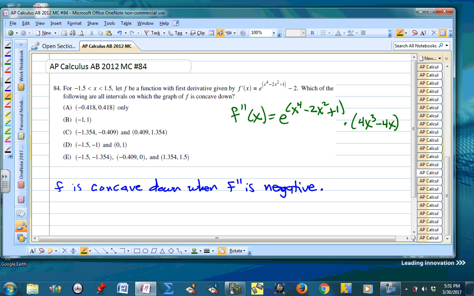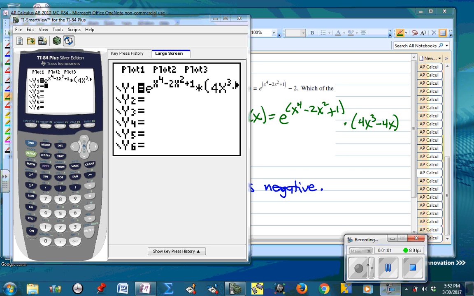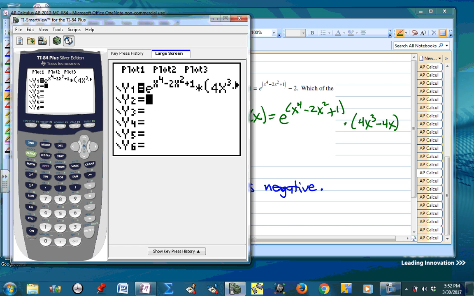Now we can graph f prime prime and see when f prime prime has negative values. That's what I'm going to do. So let's take a look. Remember, if you're typing in the second derivative into the calculator, when you multiply by the derivative of the exponent, you have two terms. We need to remember to put grouping symbols around those two terms, 4x cubed minus 4x.